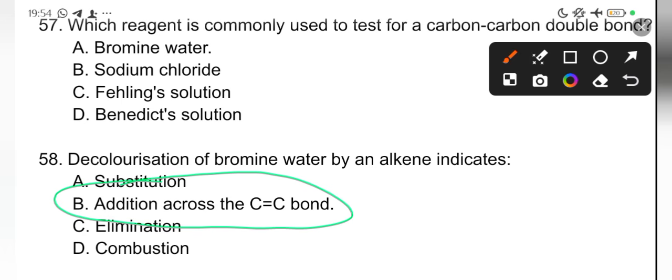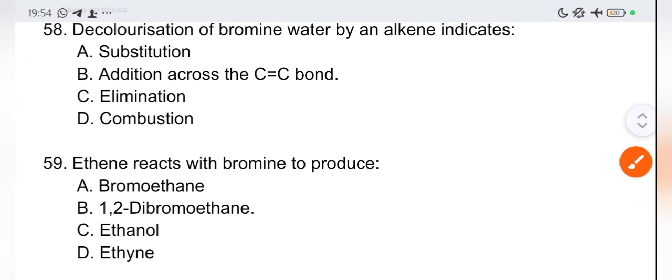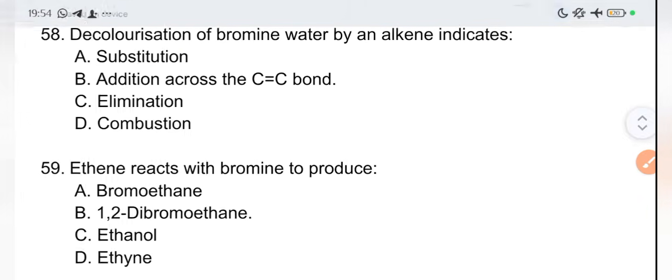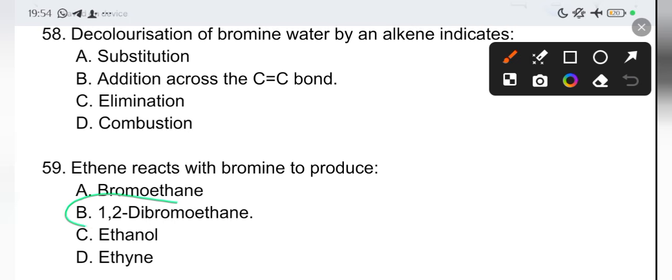All right. 59. Ethene reacts with bromine to produce 1,2-dibromoethane. Okay.